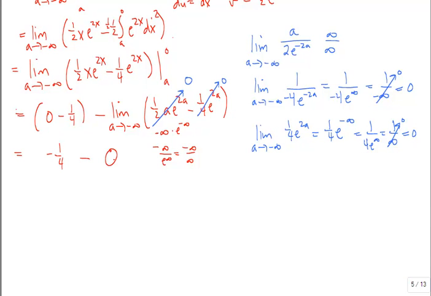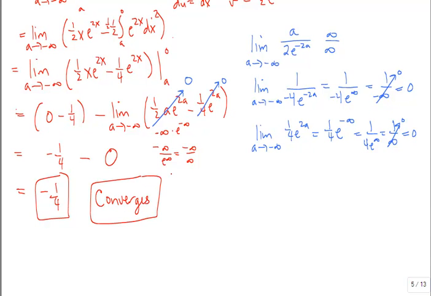So these are both going to give me a limit of 0, which means the overall answer here is going to be negative 1/4. And the fact that that actually exists and is a finite value means that the original improper integral converges and has an area equal to -1/4.